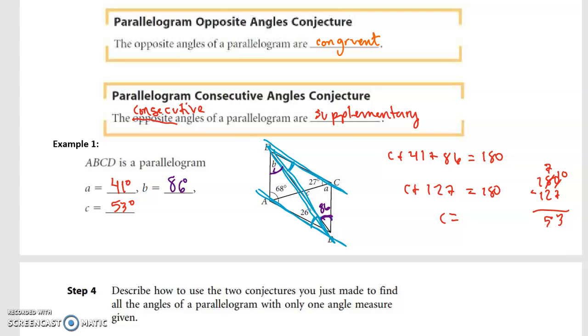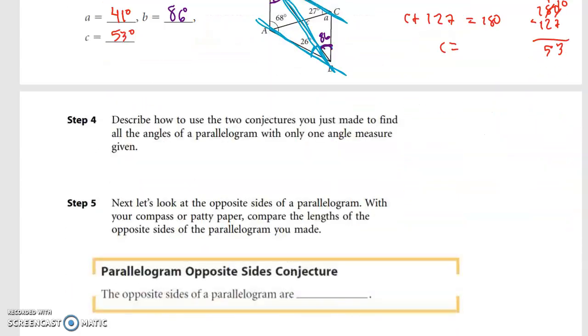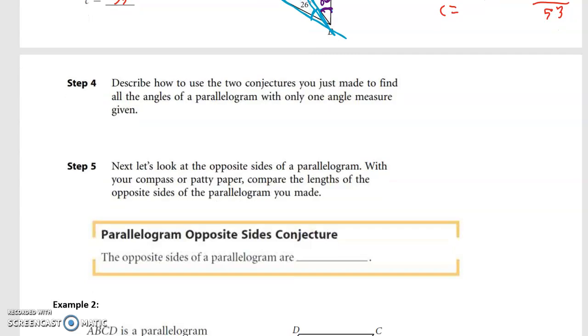Step 4 says, describe how to use the two conjectures you just made to find all of the angles in a parallelogram with only one angle measure given. So again, let's think about this. Here's our parallelogram. If we know one of the angles, let's say, for example, this is 30 degrees, we can find this angle because opposite angles are congruent. And then we can find this angle here knowing that consecutive angles are supplementary. So that would be 150. And then again, opposite angles are congruent. So that is 150.